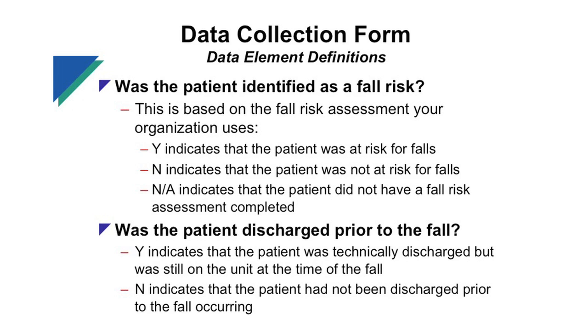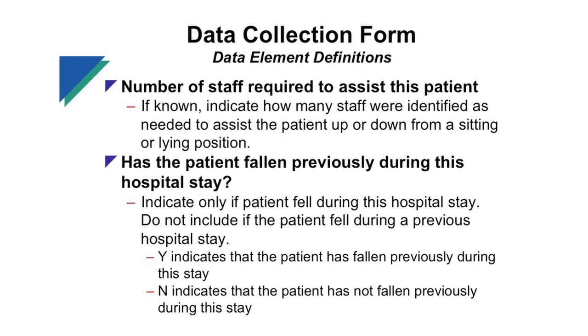Was the patient discharged prior to the fall? Check Y to indicate that the patient was technically discharged but was still on the unit at the time of the fall. Check N to indicate that the patient had not been discharged prior to the fall occurring. Number of staff required to assist this patient. If known, indicate how many staff were identified as needed to assist the patient up or down from a sitting or lying position. For example, one patient may require 2 nurses to get up.